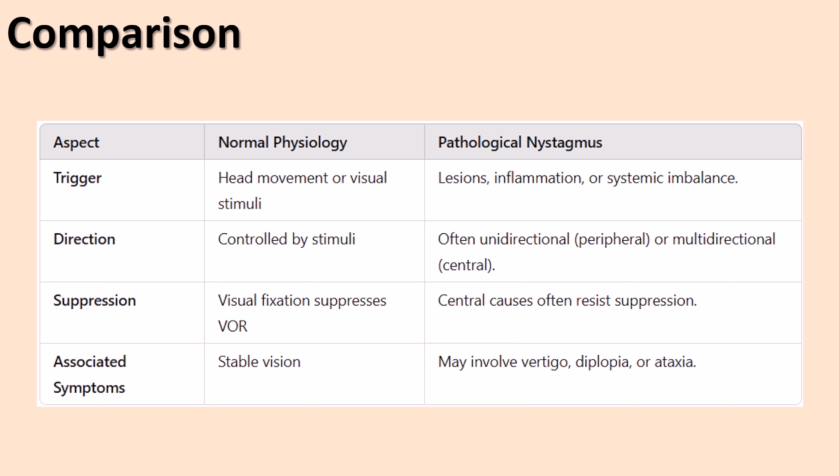In opposition to that, we have pathological nystagmus. Here the trigger is going to be a lesion, inflammation, or systemic imbalance. It is often unidirectional when we have peripheral nystagmus, or multidirectional when we have central nystagmus. Central nystagmus often shows resistance to suppression, so with visual fixation we are not going to have suppression of the nystagmus. And usually there are some associated symptoms, like vertigo, diplopia, or ataxia, with the nystagmus.